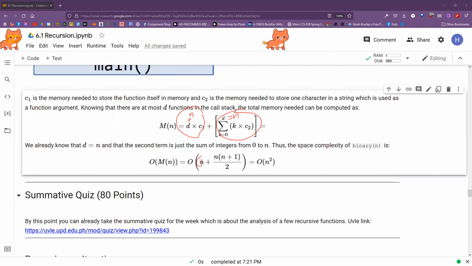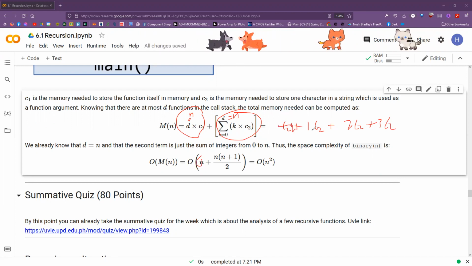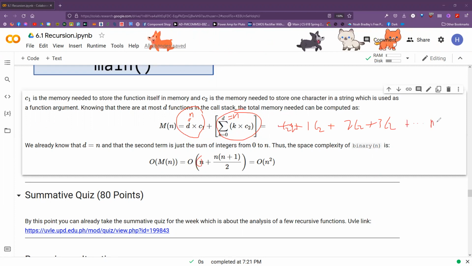ng isang arithmetic series kasi this is C2 plus 1C2 plus 2C2 plus 3C2. So, arithmetic series lang yan from 1 to N C2.